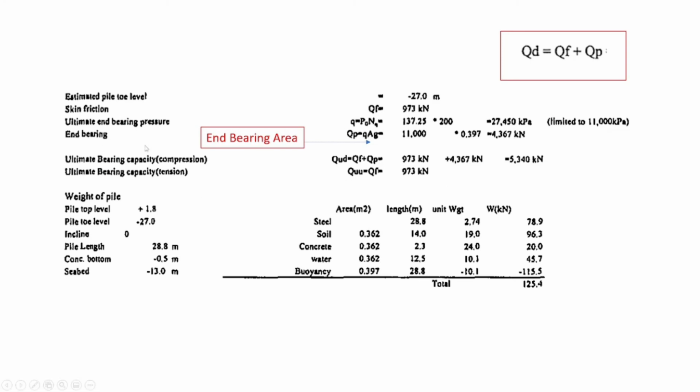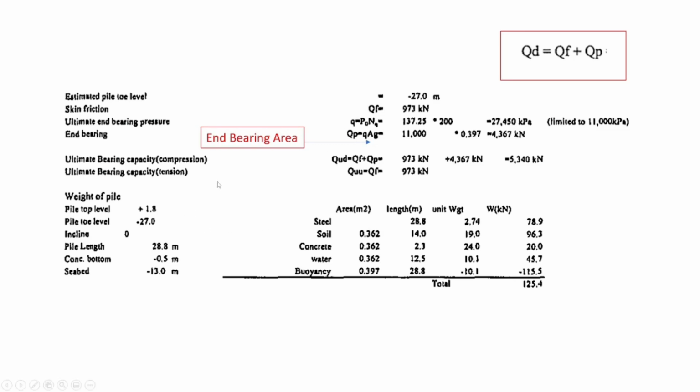The end bearing value is calculated based on QP equal to q times A, where q is 11,000 multiplied by 0.397, and we get 4367 kilonewton for the end bearing.